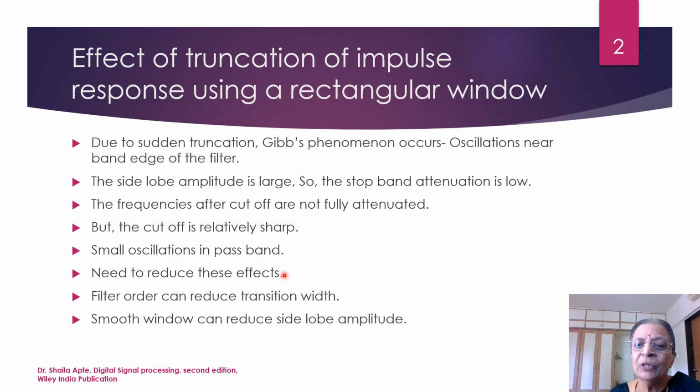What can be done to reduce the transition width? We can increase the filter order. But how far to increase the filter order? The filter order in the digital domain can easily go to 50, 100. But surely we cannot go above that because the computations will be large. The number of coefficients that we need to calculate will also increase, and that is not practicable. Secondly, we will have to use a smooth window. This is recommended so that we can reduce the side lobe amplitude.